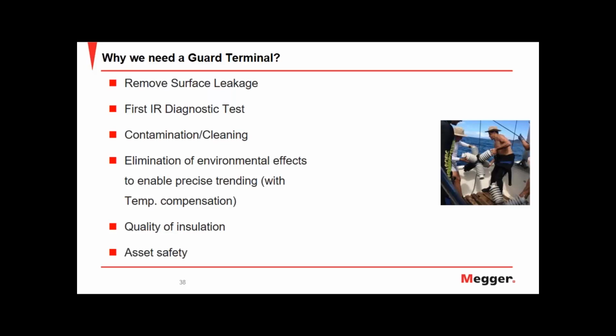We can also use the guard terminal to perform a very simple diagnostic test. If we perform two very simple IR tests, one without the guard terminal and the second with the guard terminal being utilised, a quick comparison of the results can clearly show any contamination of the insulation system, be it motor windings covered in dust or oil, or a HV bushing covered in general grime and dirt. So the guard terminal can be seen as the very first IR diagnostic test, and it can complement other tests such as PI and DAR.